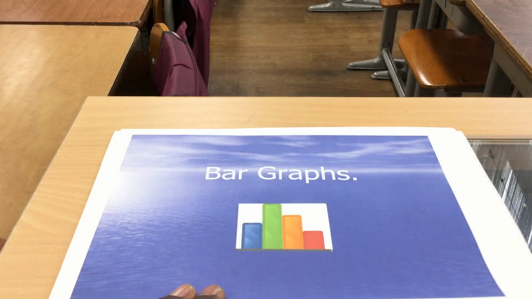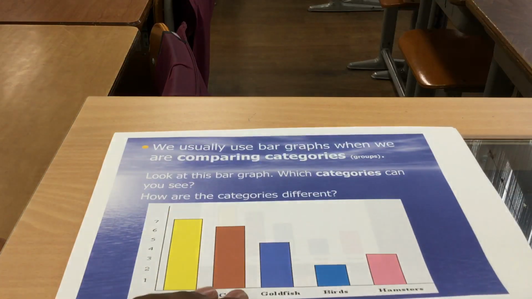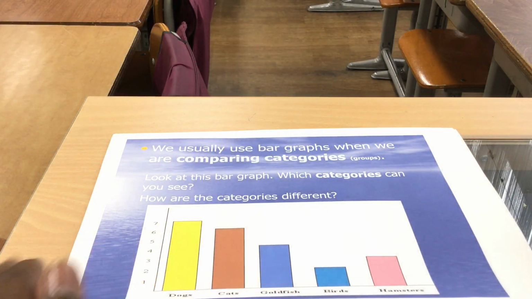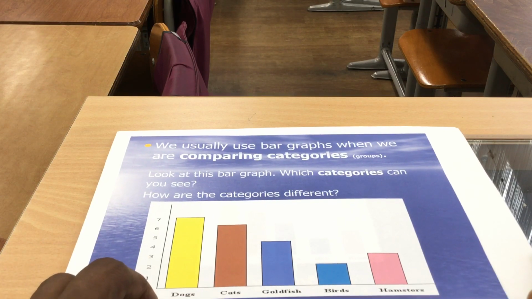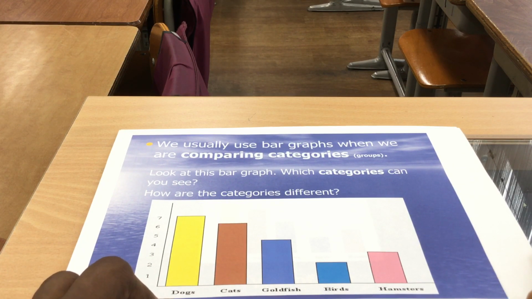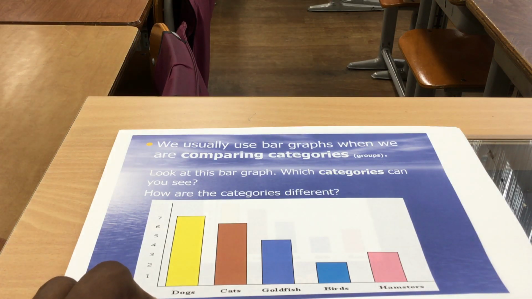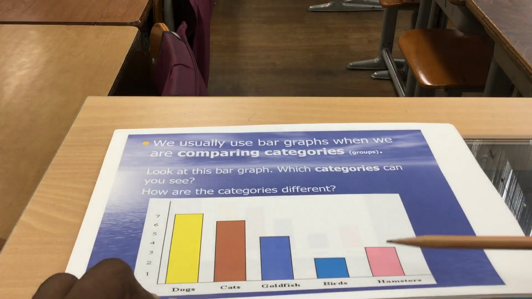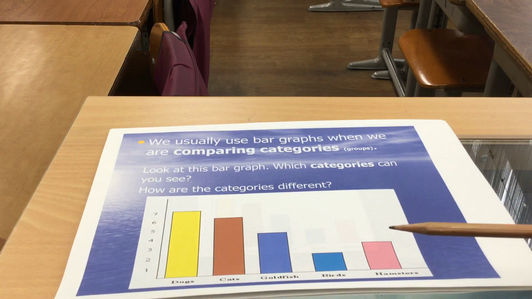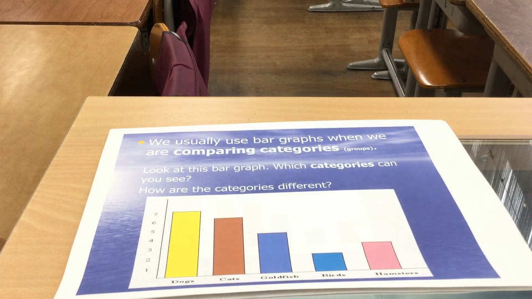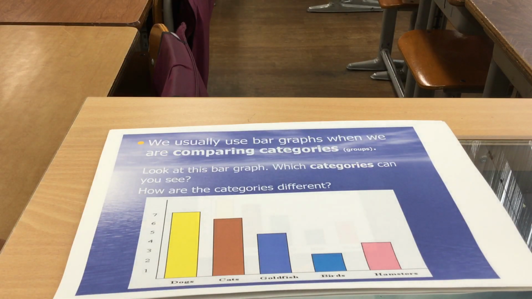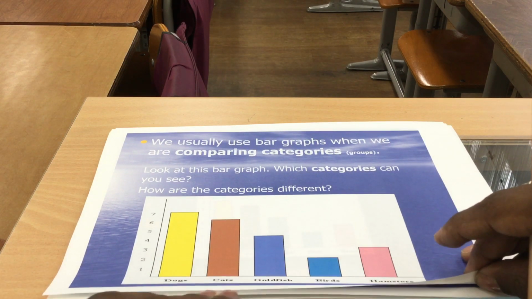Bar graphs. Please read along with me. We usually use bar graphs when we are comparing categories. Look at this bar graph. Which categories can you see? How are the categories different? So if we look here, take a look at what you can see. You can see numbers, and you can see types of what? Let's go on.